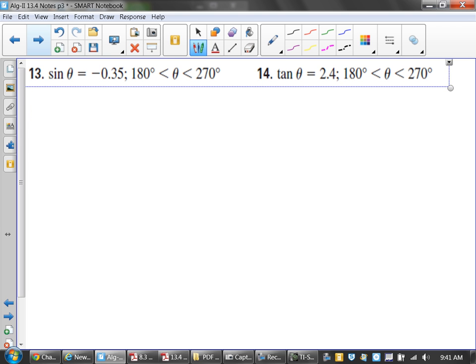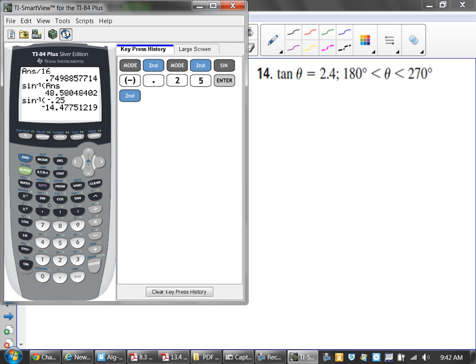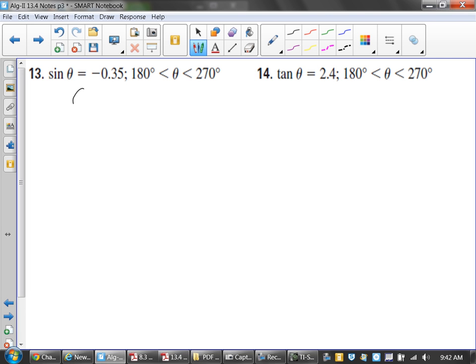Let's try these two. I have the sine again. Sine of theta is negative 0.35. Notice it wants to go to the third quadrant. So if I'm going to hit the buttons the right way, I hit inverse sine of negative 0.35. Negative 20.49. Are you okay with that? Now, negative 20.49 drops you to the fourth quadrant.